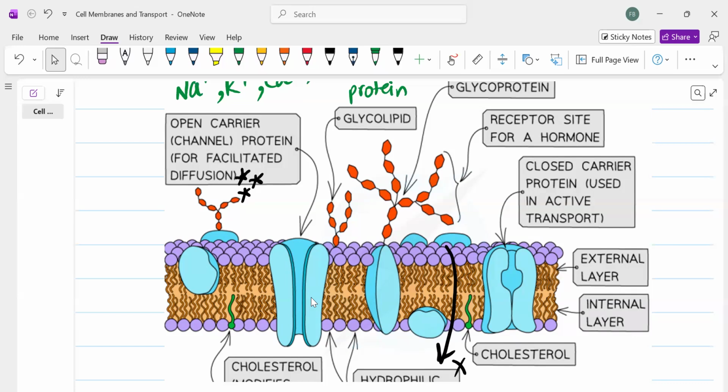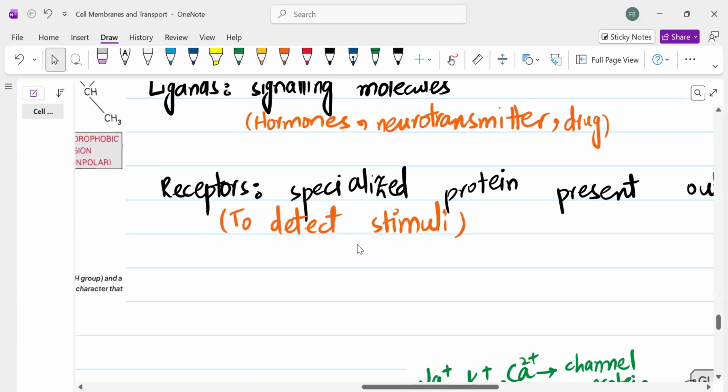And similarly, when we talk about the carrier proteins, they will help to bind the specific molecules. One more thing you must know: over here they have mentioned carrier and channel protein together, but these are two different proteins. They will look the same. But when we talk about the carrier protein, I am writing it over here.